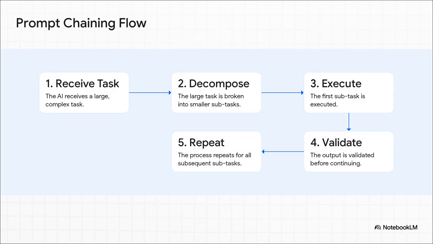And you can see that flow right here. The AI gets this huge task, it breaks it into smaller pieces, and then it executes them one by one. But here's the crucial part. See that validation gate after each step? If the output of step 1 isn't right, it doesn't even move on to step 2. This is so important because it stops a tiny error early on from completely derailing the entire project.